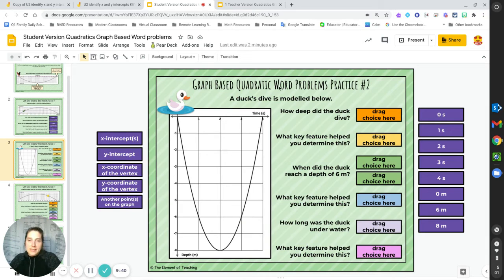So this graph is based on the quadratic scenario of a duck's dive. And so a duck dives down into the water and then comes back up. Its path is a parabola. And hopefully you've answered these questions right here.